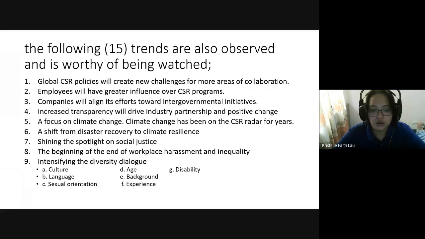So, pang-unom, a shift from disaster recovery to climate resilience. So, along these lines of climate change and with the invasion of the natural adversities, the business firms will have to invest sa mga resources not only in the recovery but more so into the prevention, sa mitigation, of sa climate resilience.